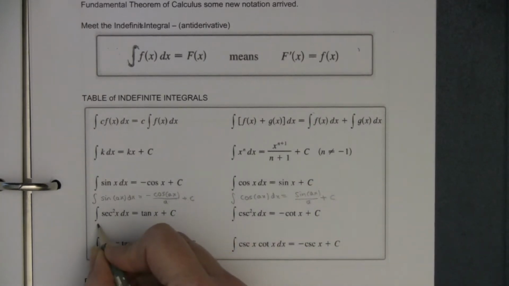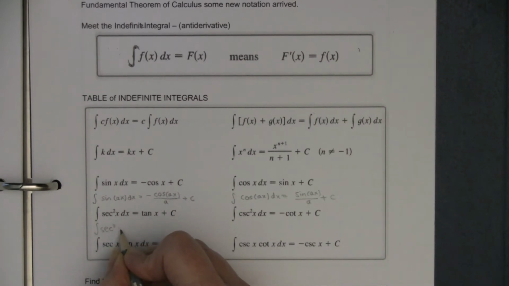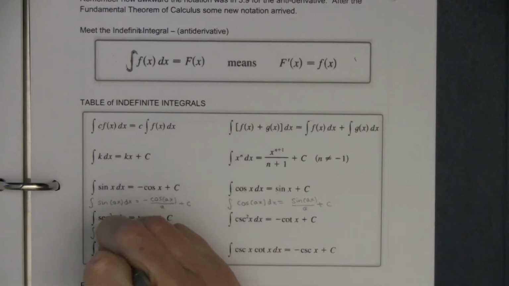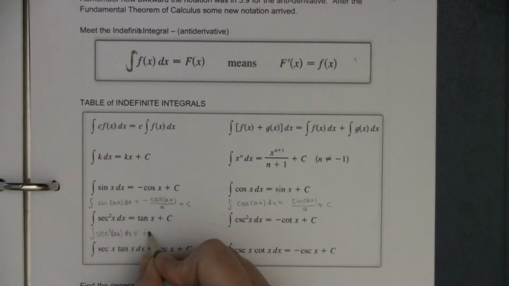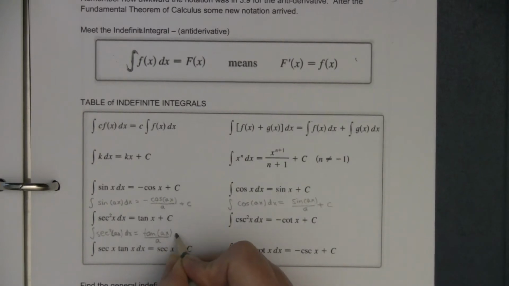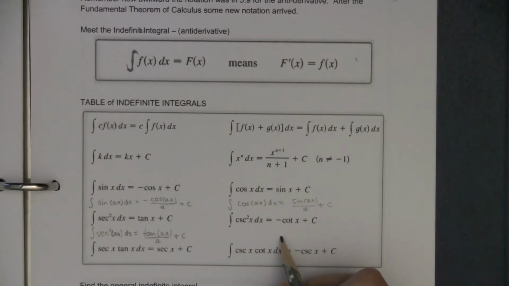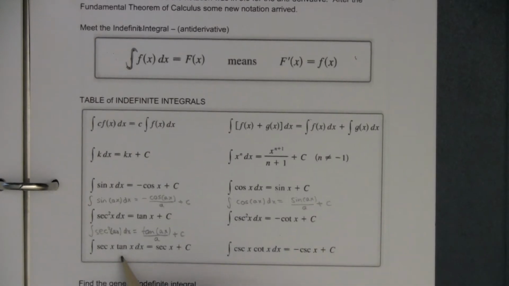And you could do that for all of your trig. So the secant a of x, and you could do that for this one too. So just imagine you would put a of x, and then it would be negative cotangent a of x divided by a. And same here.